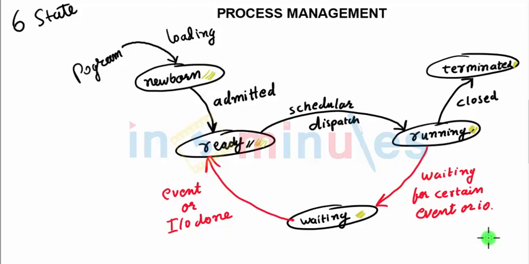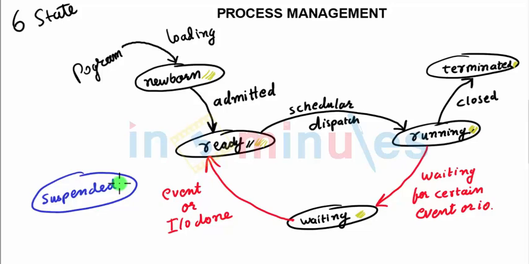Now a new entry comes into the picture. That state is called the suspended state. Now the phenomenon is fairly simple. A program doesn't go directly from waiting to ready. The logic goes this way: from waiting, it enters the suspended state.